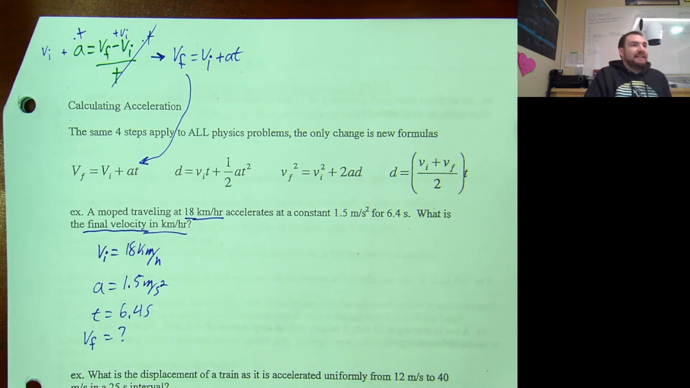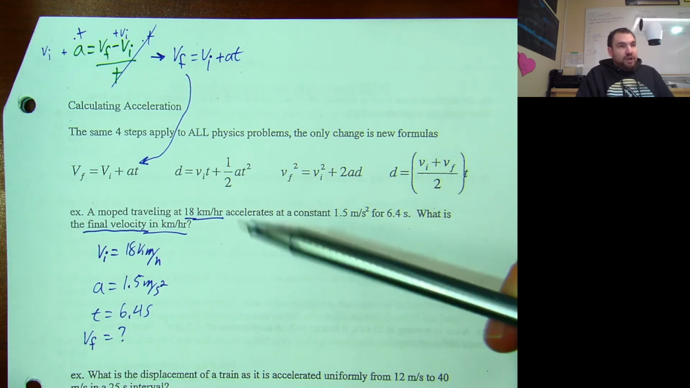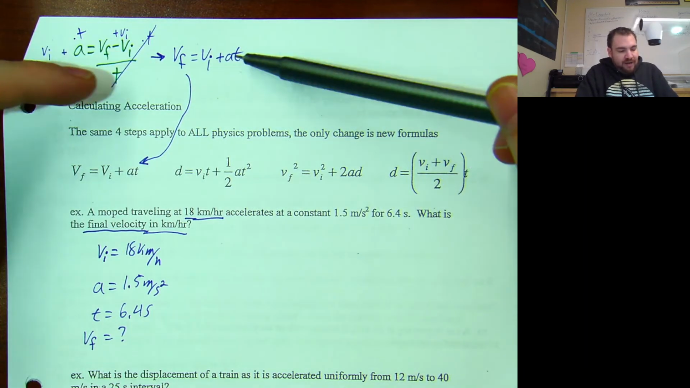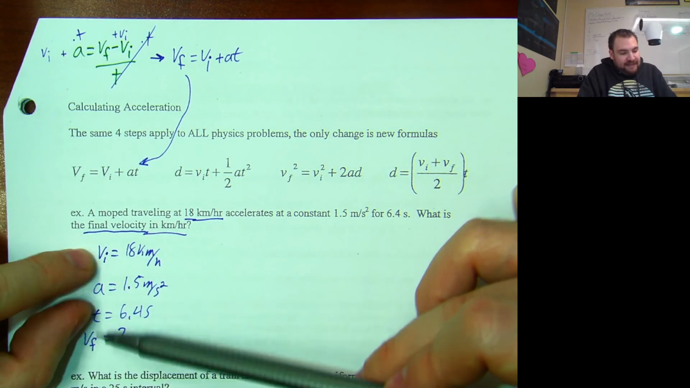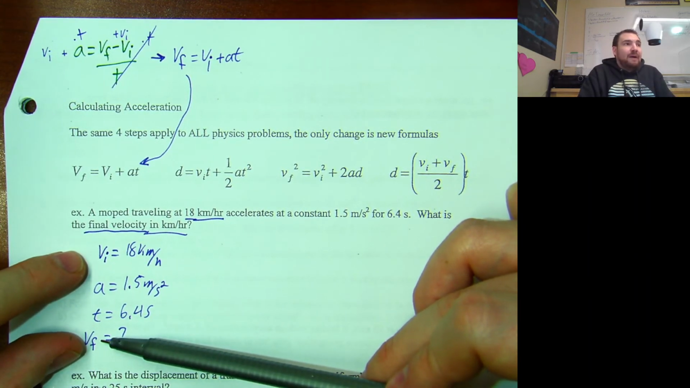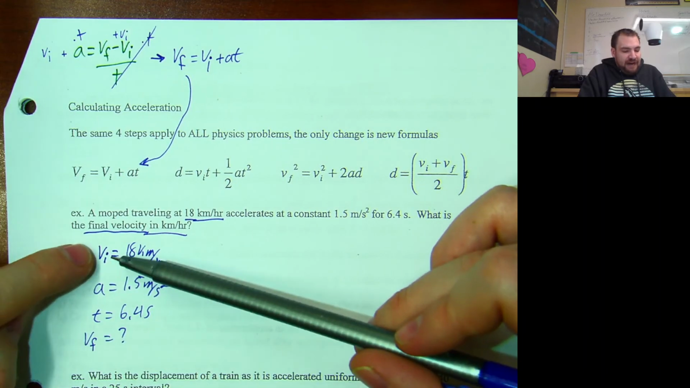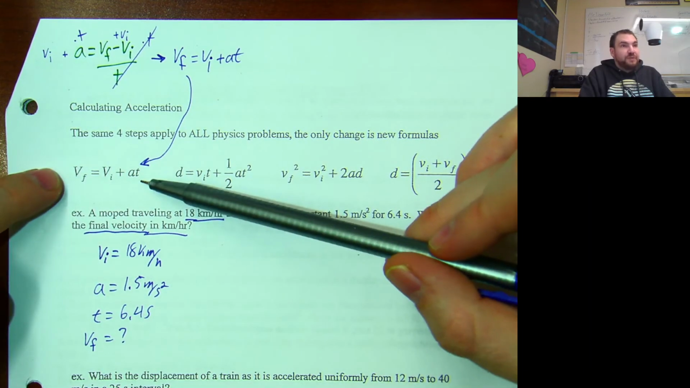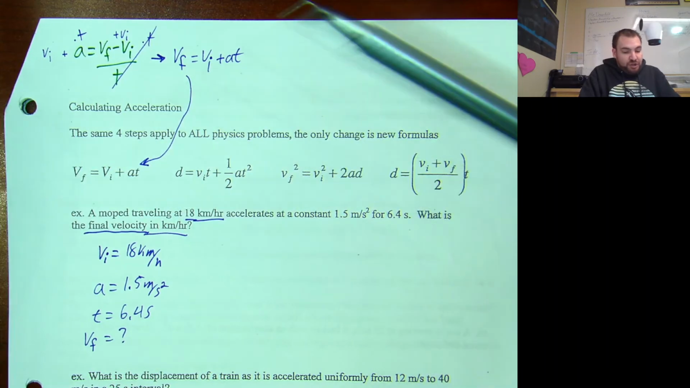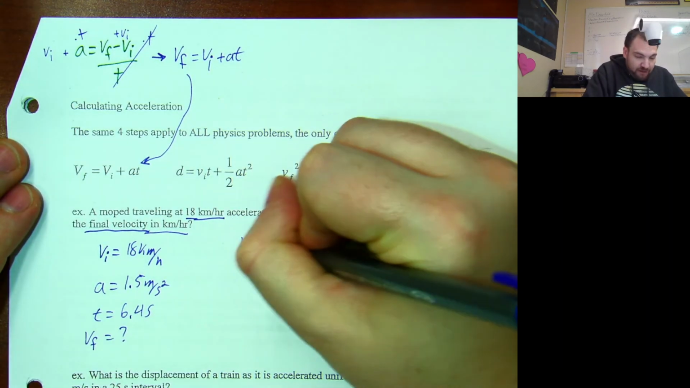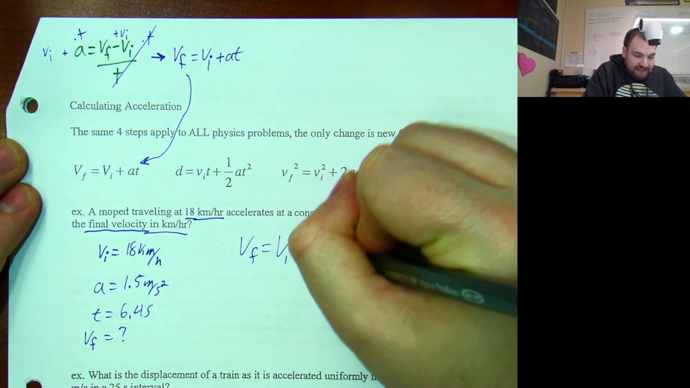So given the data that we've got, you want to isolate the appropriate equation given what you have and what you're looking for. The reason I'm stopping to do this first question is that I'm given VI, A, T, and VF, so I want the equation that involves VI, A, T, and VF, which is this first one here. V final equals V initial plus acceleration times time. So I'm going to write out my equation, VF equals VI plus AT, and now I'm going to fill it in.